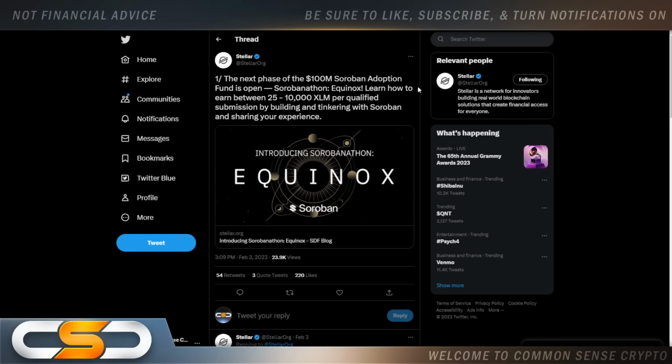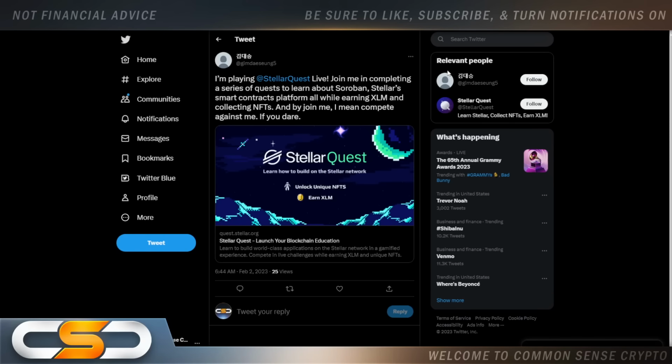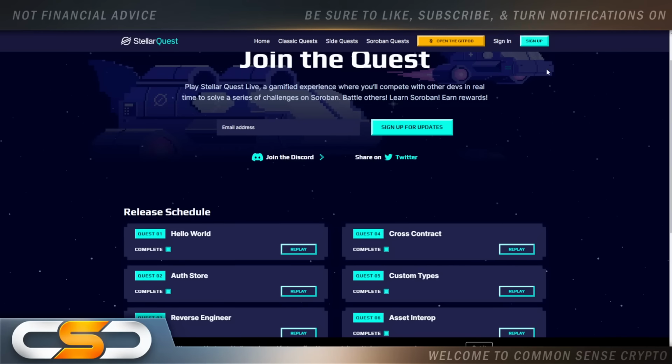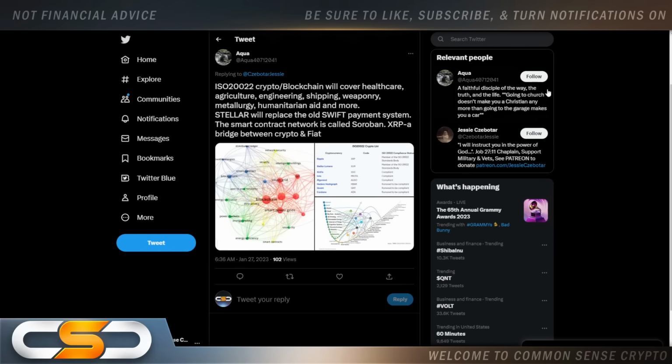Then there's Soroban Equinox. This is also going to be very big as well. I'm playing Stellar Quest Live. Join me in completing a series of quests to learn about Soroban, Stellar's smart contract platform, all while earning XLM and collecting NFTs. And again, smart contracts are on Stellar as well. We're going to see a lot of growth in the future.